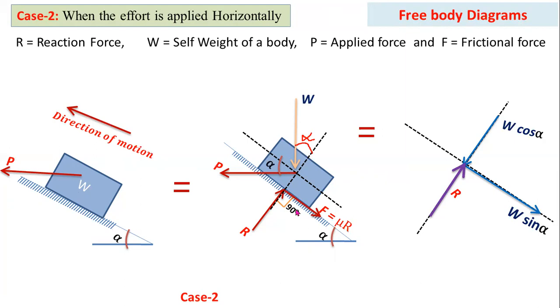Frictional force always acts parallel to the support, and also opposite to the direction of motion of the block. Now consider these two forces. Here you have to convert this effort P into two components along the parallel plane and normal to the plane.